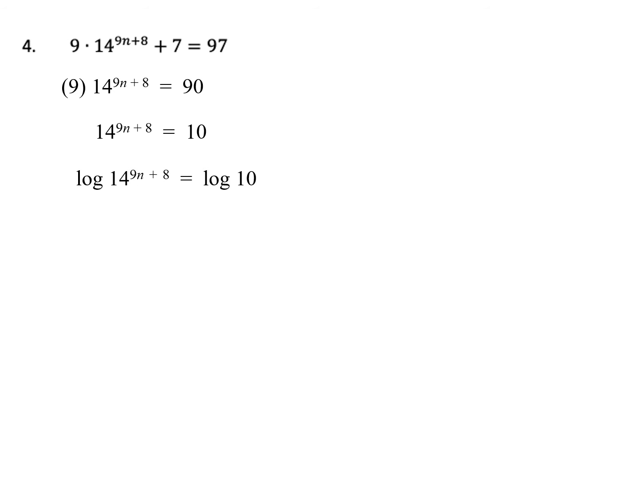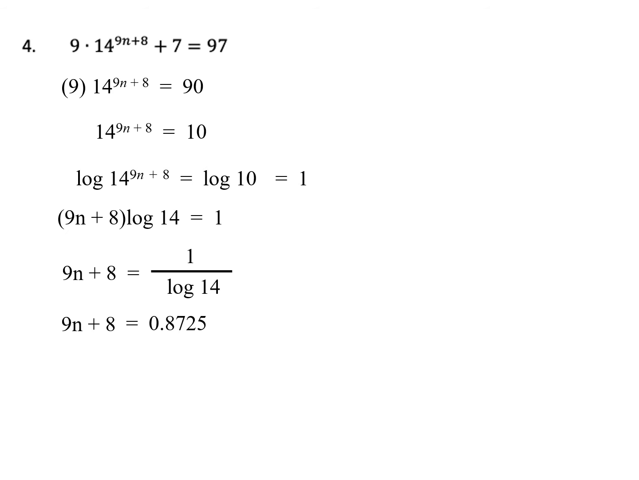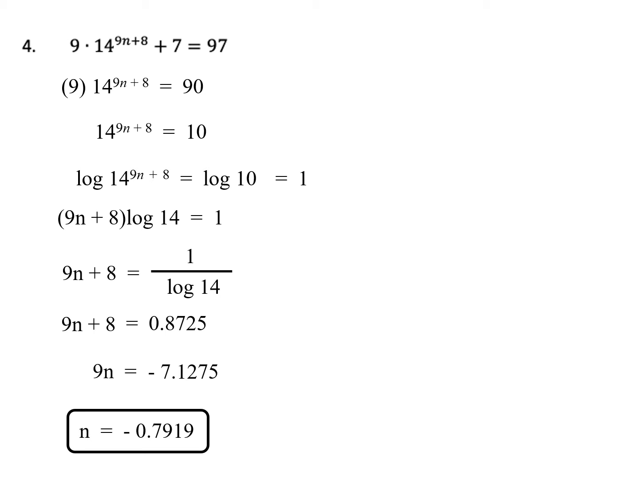Now let's take the log of this. I know the log of 10 is equal to 1. Then I'm going to pull this exponent out of the logarithm, so it becomes 9n plus 8 quantity times the log of 14 is equal to 1. My calculator said that 1 over the log of 14 is this. I'm going to then subtract 8 to get this, and then divide out 9, and there's my final answer.